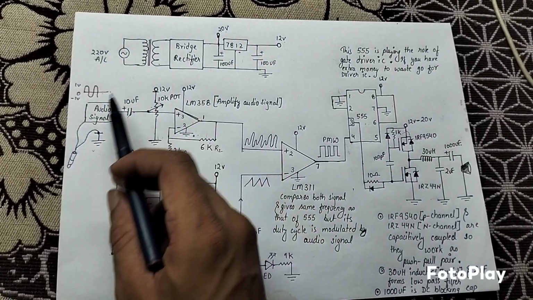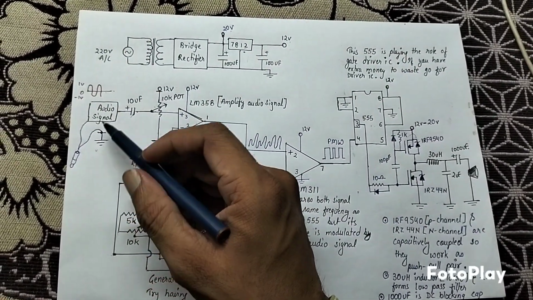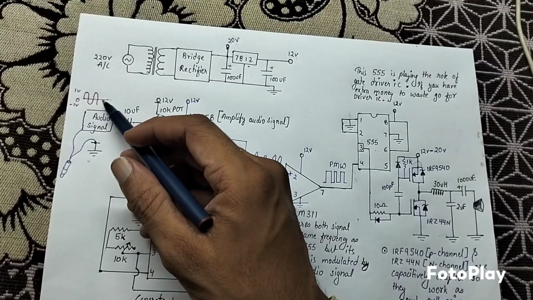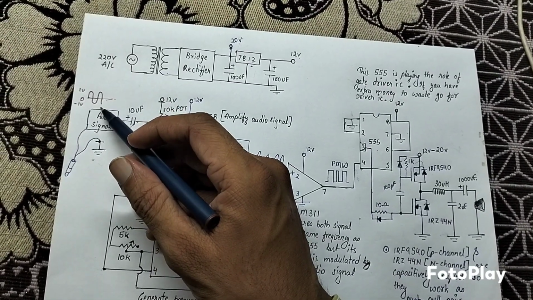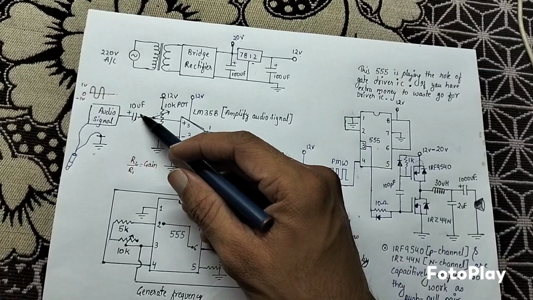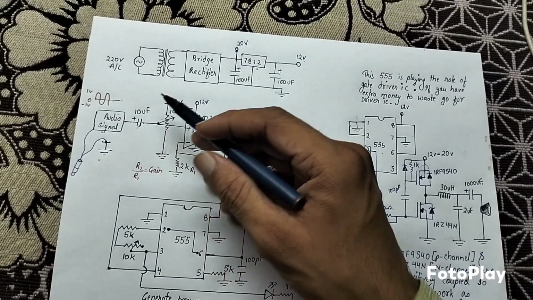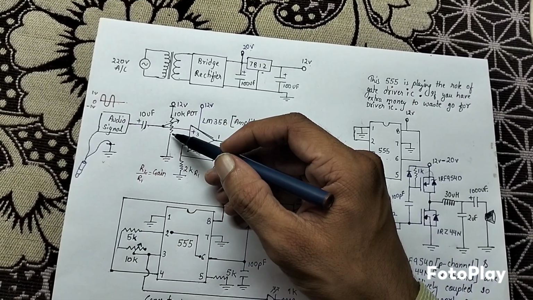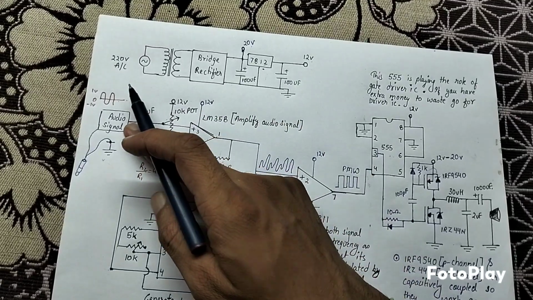Here we have our first stage, that is the audio amplification stage. Audio signal from the phone is coming in. It is centered around 0 and is about 1 volt peak to peak. This is a DC blocking capacitor that allows only AC to pass through. Here we have a voltage divider network to give a DC offset to this audio signal.